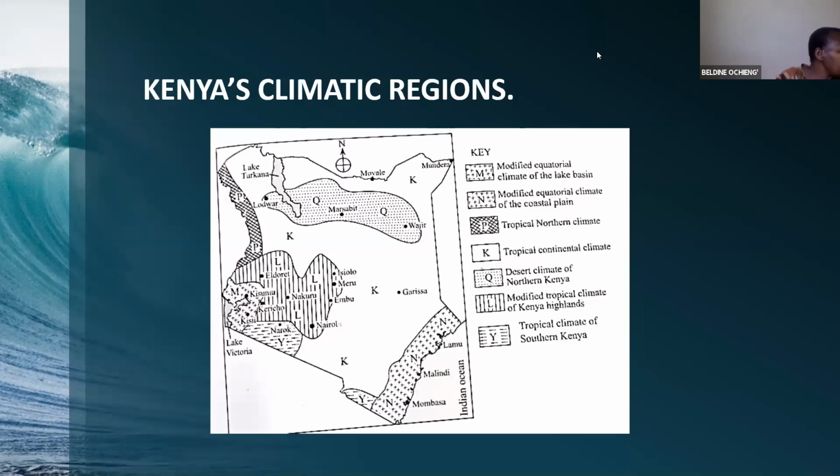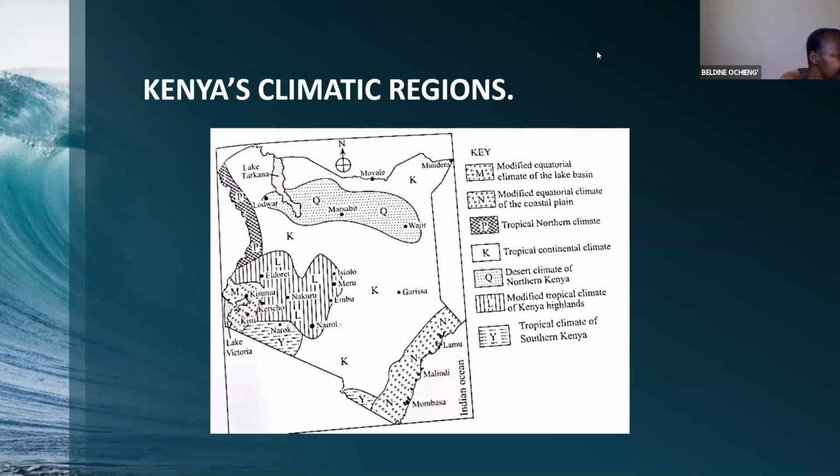P, tropical northern climate along the Uganda border. K is very large, covering almost half of this country, Kenya. K, tropical continental climate. The K is quite large.